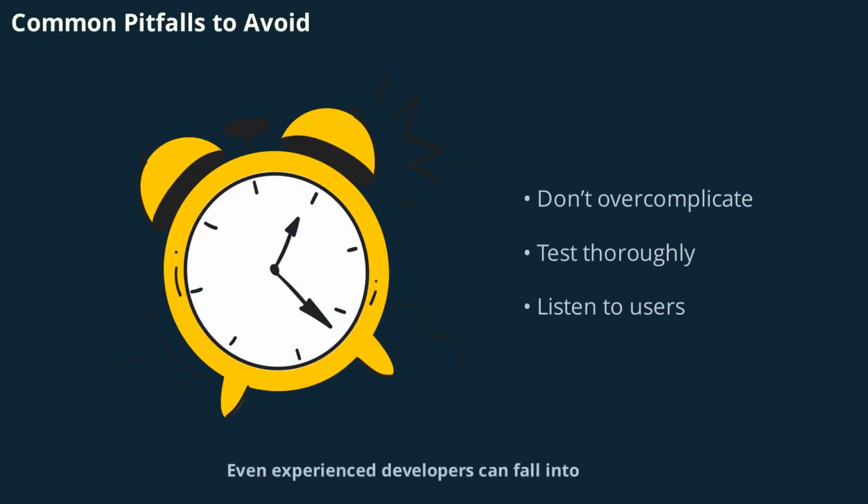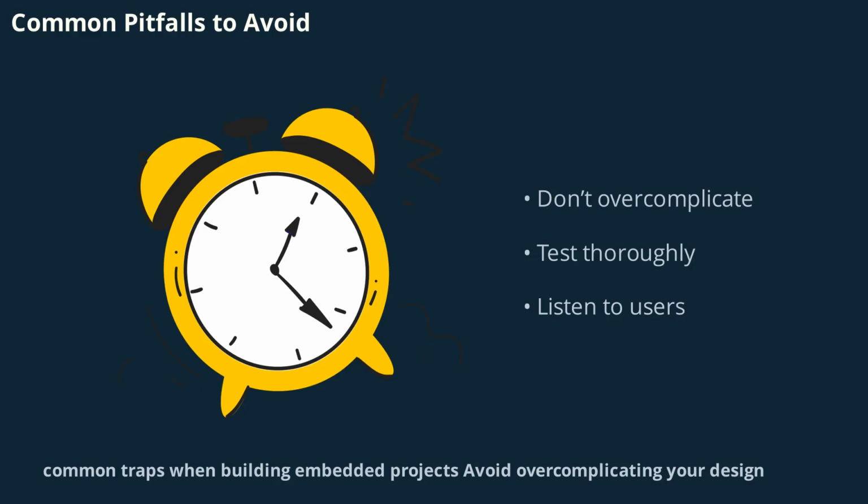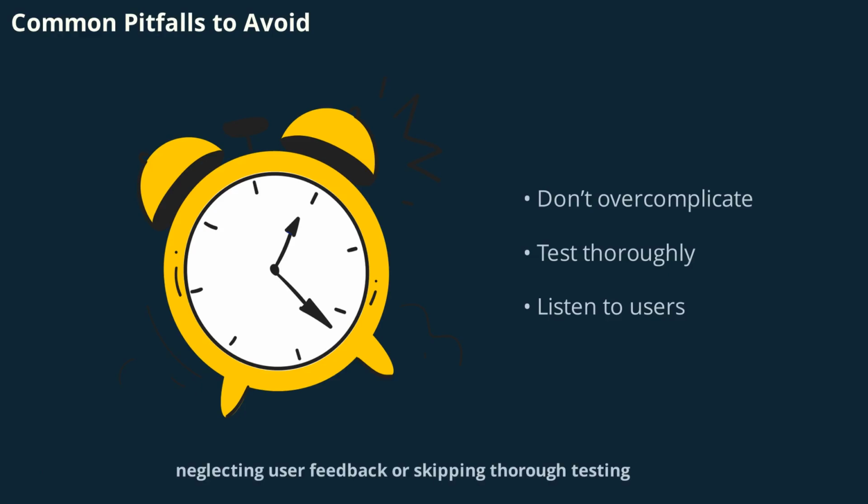Even experienced developers can fall into common traps when building embedded projects. Avoid overcomplicating your design, neglecting user feedback, or skipping thorough testing. Rushing through any phase can lead to costly mistakes later. By staying focused and following a structured process, you can sidestep these pitfalls and deliver a successful product.